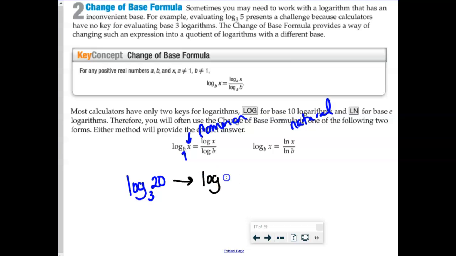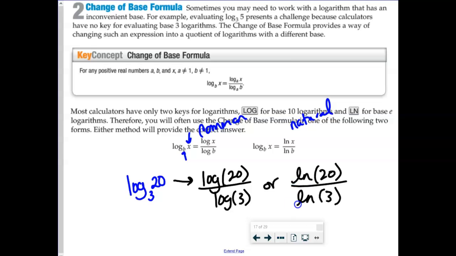I don't know which one it defaults to, but it either calculated the common log of 20 divided by the common log of 3, or the natural log of 20 compared to the natural log of 3. Can you guys do me a favor and type those in your home screen right now and make sure you get that same 2.7 whatever.